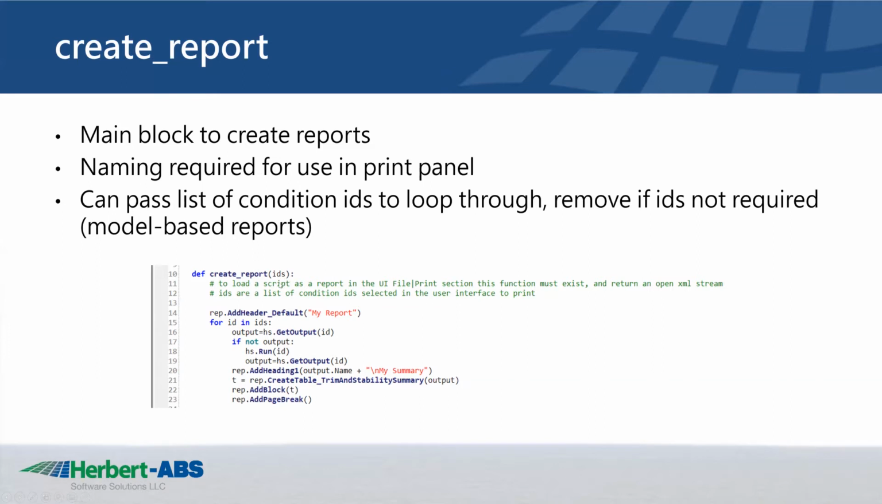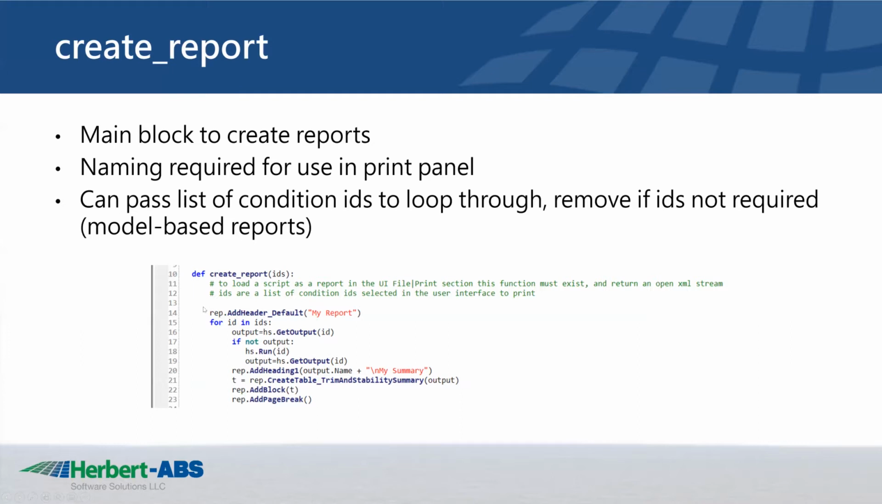And there is a parameter that we can add to this. You'll see this IDs, which is an input parameter to the create report method. This is basically a list of condition IDs that you can bring in and use in the report to loop through. As I mentioned, this isn't required if you have something like a report that's just looking at model data, for instance. You don't need to add condition IDs, so that's something that can be dropped.